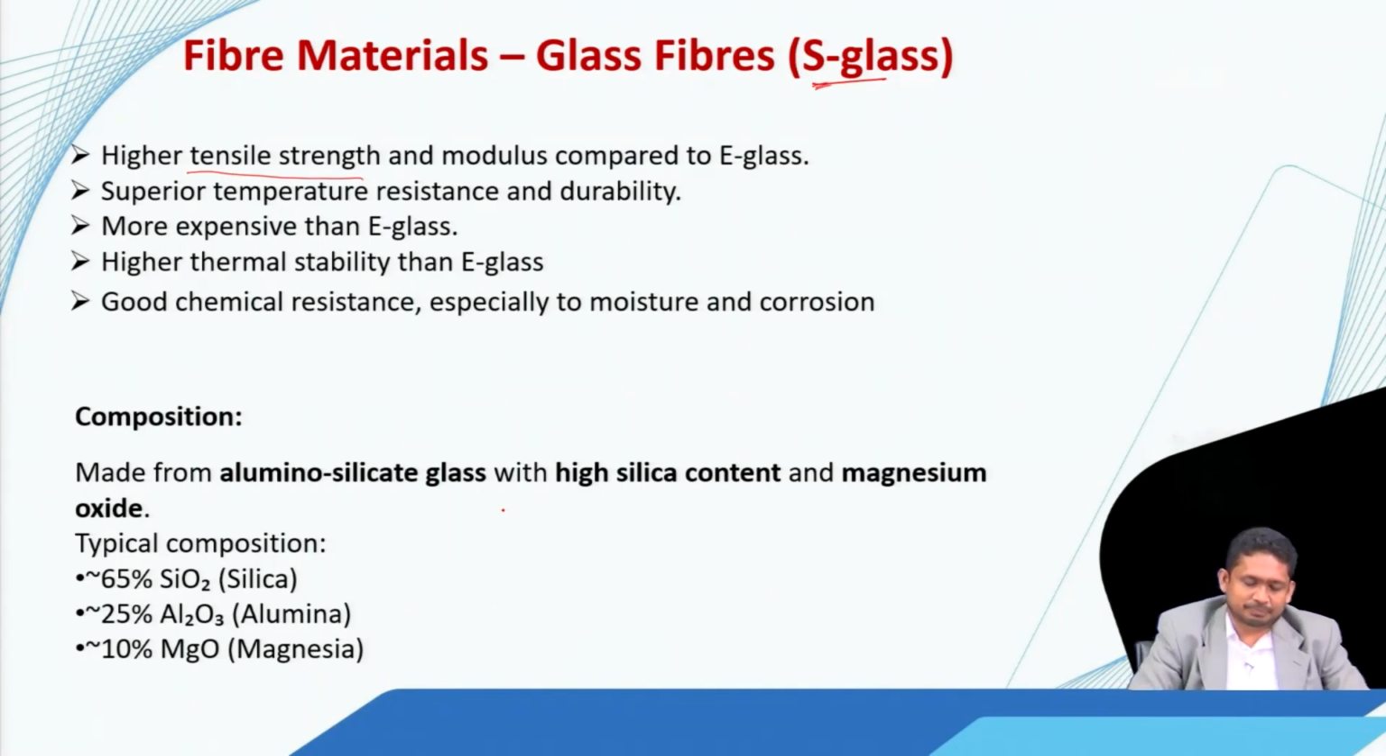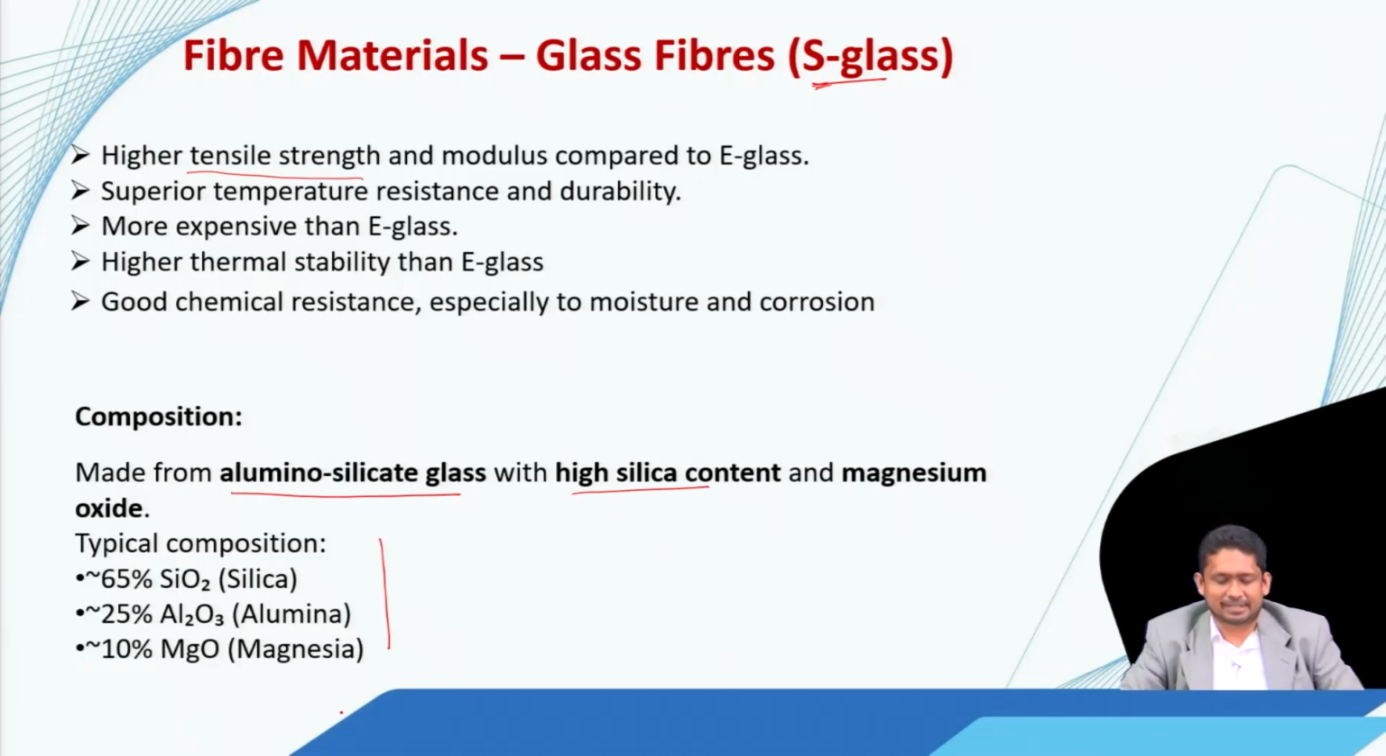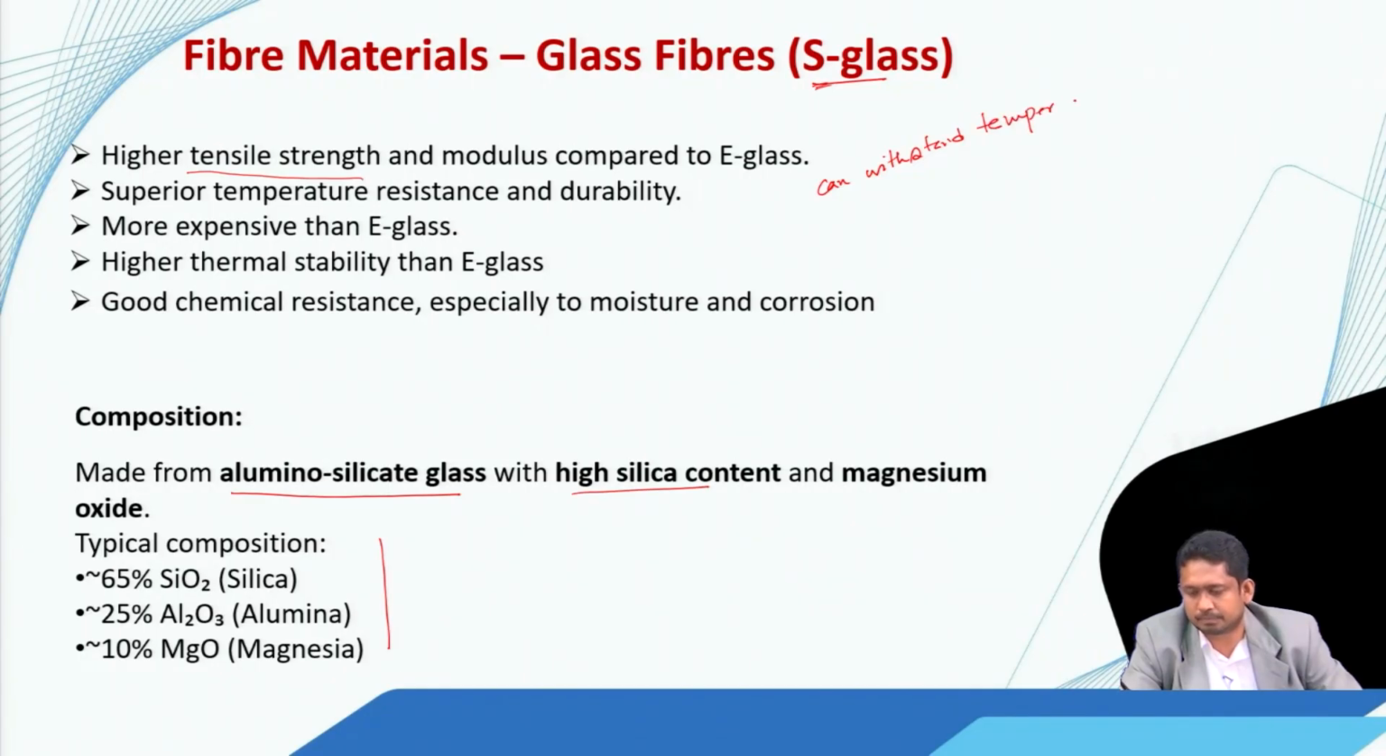If we look at the composition, it is mainly made of aluminosilicate gels with high silica content and magnesium oxide. Typical composition looks like this: silica 65%, 25% alumina, and 10% magnesium oxide. That is approximate. If I look at their properties, then they can withstand temperature up to 700 degrees centigrade.